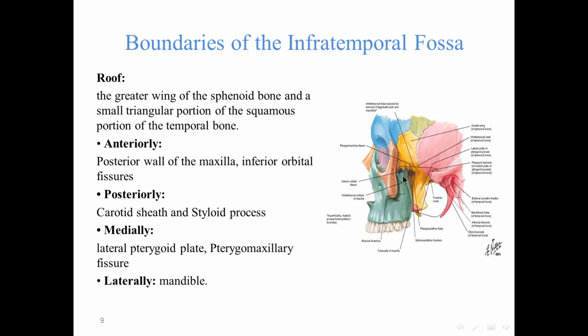The anterior wall is formed by the posterior surface of the maxilla, ending inferiorly at the maxillary tuberosity. The inferior orbital fissure forms the upper limit of the anterior wall, and posteriorly we can see the styloid process of the temporal bone, and also the carotid sheath and its content.